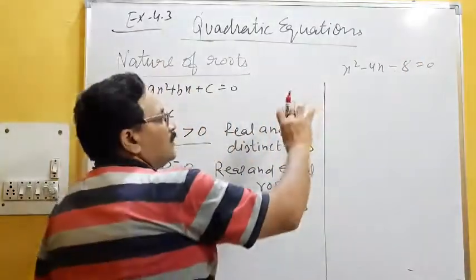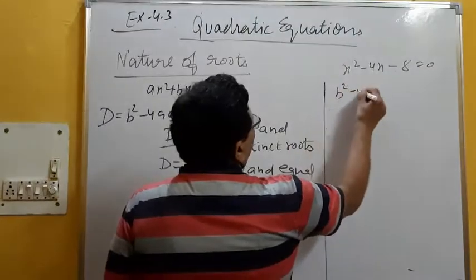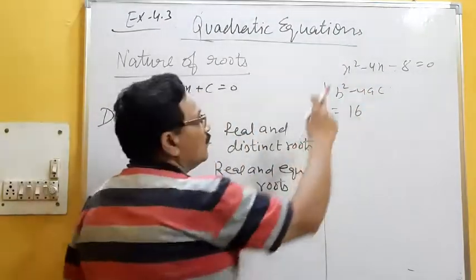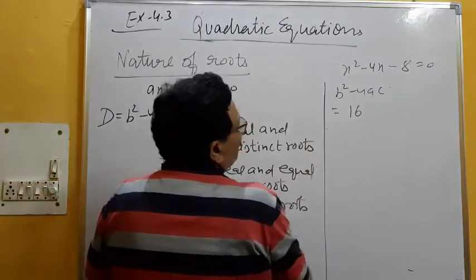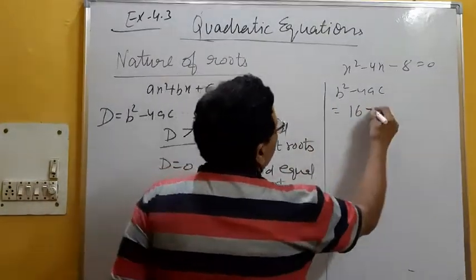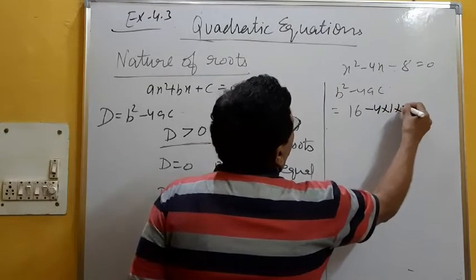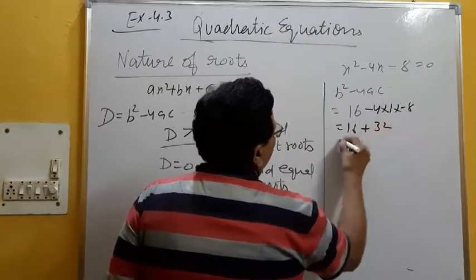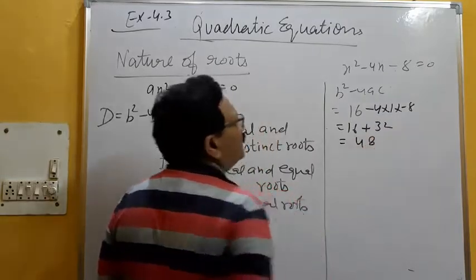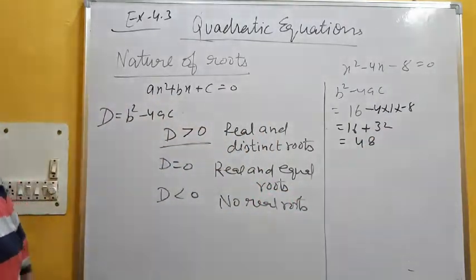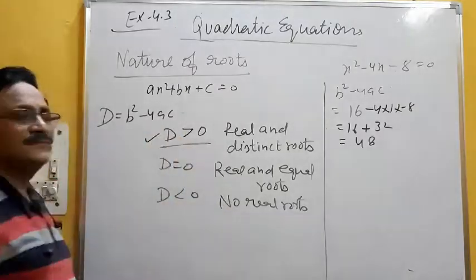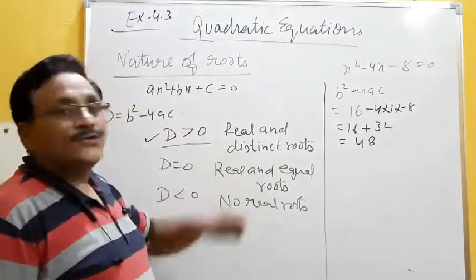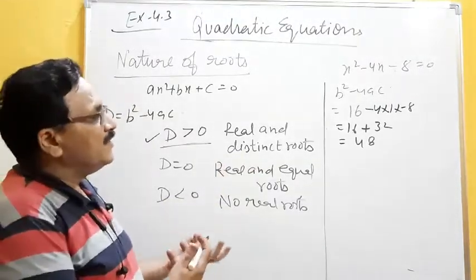If I solve this equation, b square minus 4ac, I will get 16. I am writing directly the values of b. b square is 16, minus 4ac, 4 into 1 into minus 8, that is plus 32, and this is 48. Right? So now it's following this condition. So what nature of roots is there? Real and distinct roots. So what is the meaning of distinct roots here?